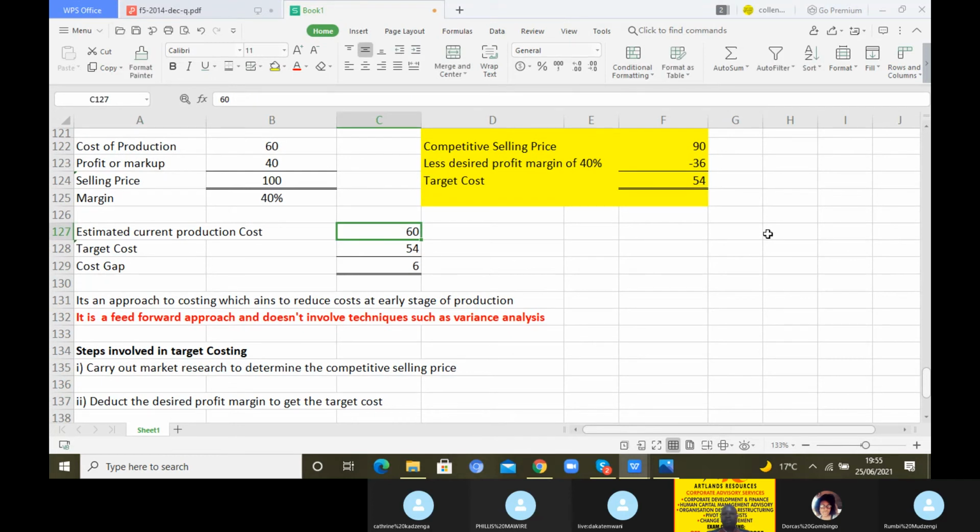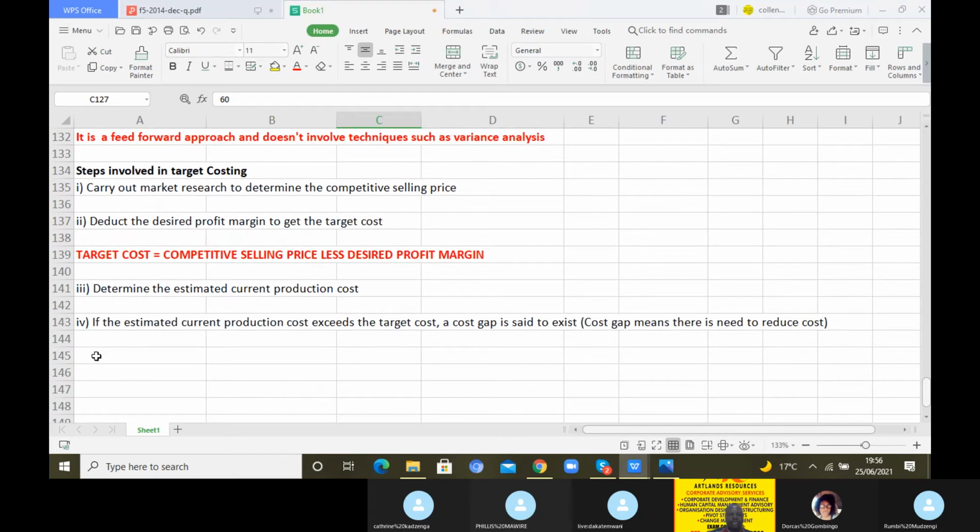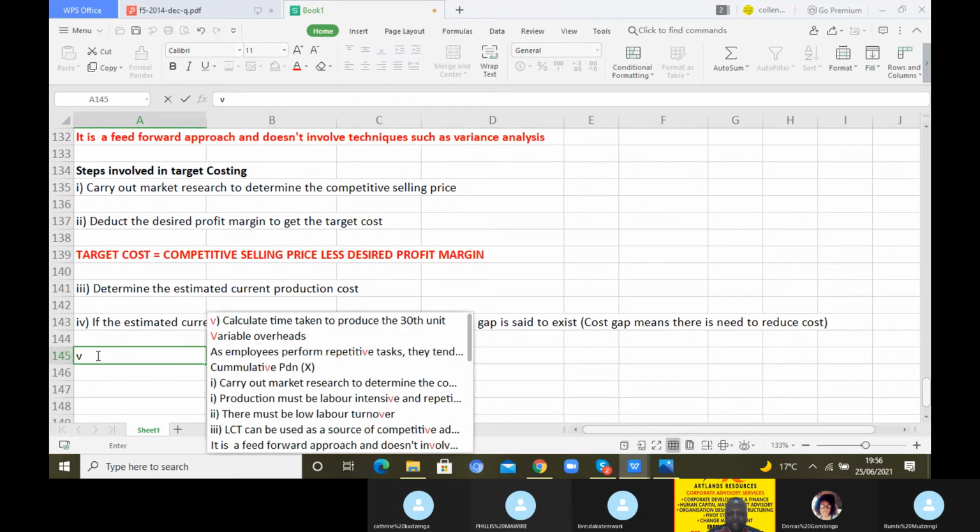And how do you calculate target cost? It is simply the competitive selling price less the desired profit margin. If the target cost is less than what you are currently incurring, it means you have to reduce cost. So how do you reduce cost? You then need to find ways to reduce the cost gap. That now becomes number 5.